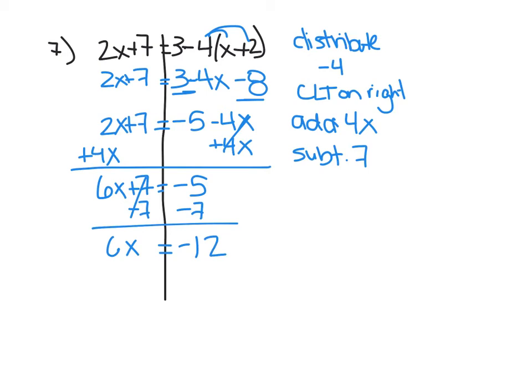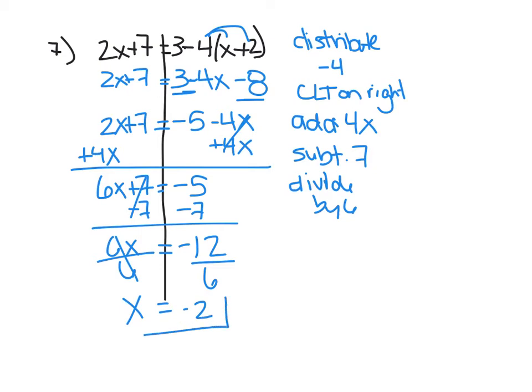And then to get x by itself, we're going to undo 6 times x. The opposite of times is divide. So we're going to divide by 6 on both sides. X equals negative 2. There we go. All right, so that is my answer. I had 1, 2, 3, 4, 5 steps in this problem.